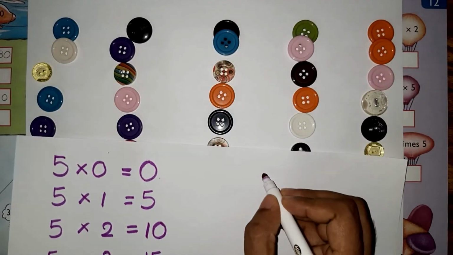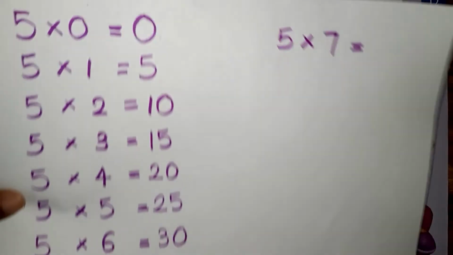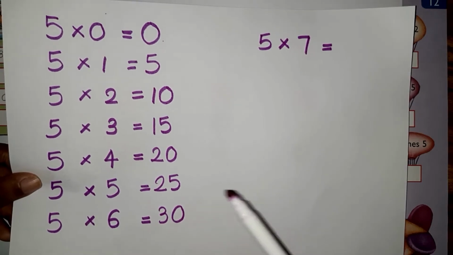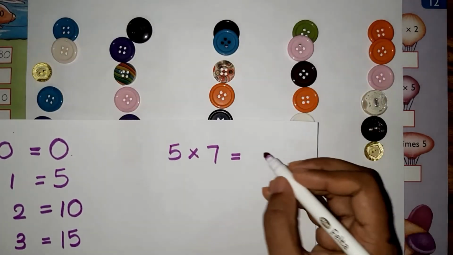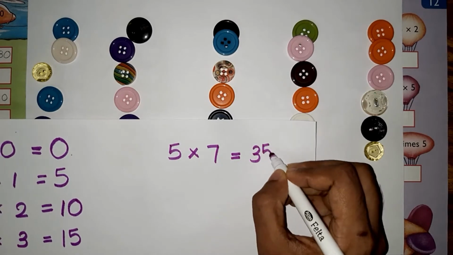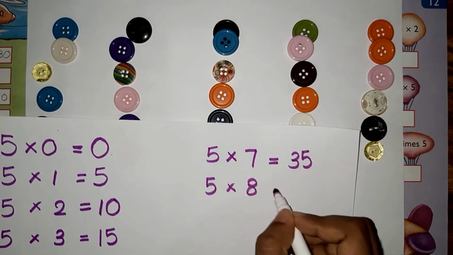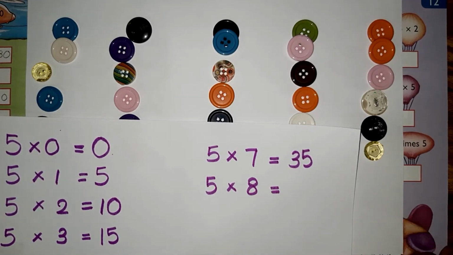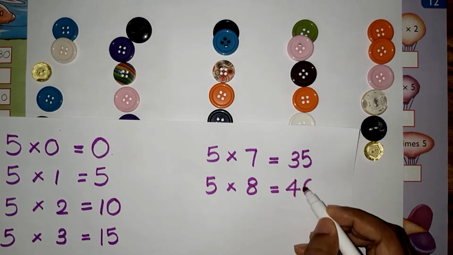How about 5 times 7? That means 5 after 30. Okay, 5 after 20 it's 25. 5 after 30 it should be 35. Okay, 5 times 8. 5 after 35. What should be the answer? 40. You will get 40.